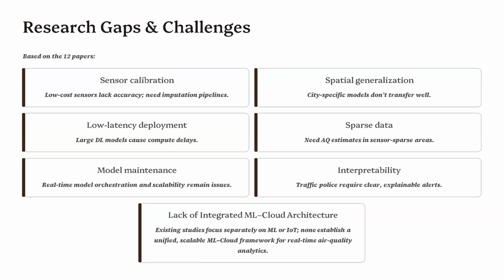Here are our main research gaps identified from the 12 papers. For IoT, there are inaccurate low-cost sensors, sensor calibration, spatial generalization, low latency deployment, sparse data, model maintenance, interpretability, and a lack of ML and cloud architecture. So till now we didn't find a unified ML plus cloud architecture.